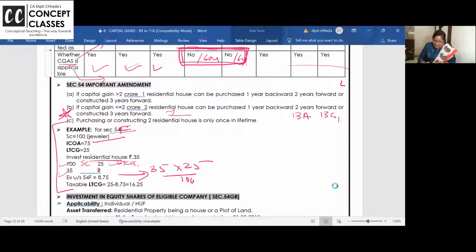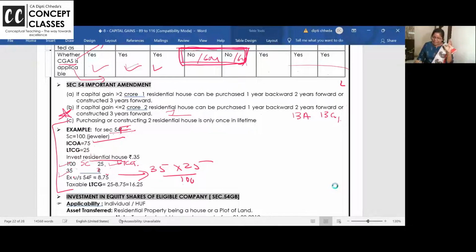So you invested a proportionate 35. How much will be exempt? We do the same in accounts and insurance claims. It is just like the average clause. Out of 100, 25; for 35, how much? So 35 into 25 by 100, 8.75.